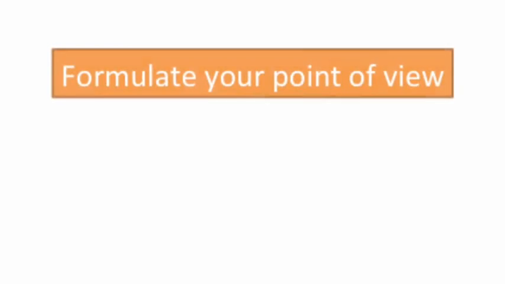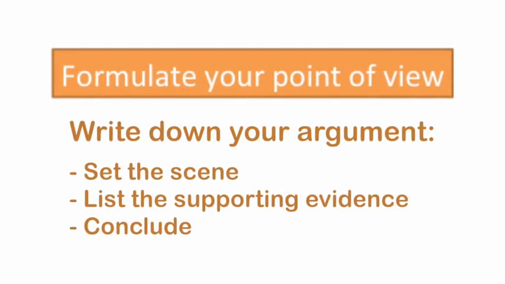The first step is to formulate your point of view. Formulate in your mind the outline of your argument and ask yourself, what point do I want to get across and how will I be able to convince my audience? Then write down your argument. Gather enough background information on the topic to set the scene. Write down all the evidence supporting your point of view in a logical way. Conclude clearly in a few sentences.